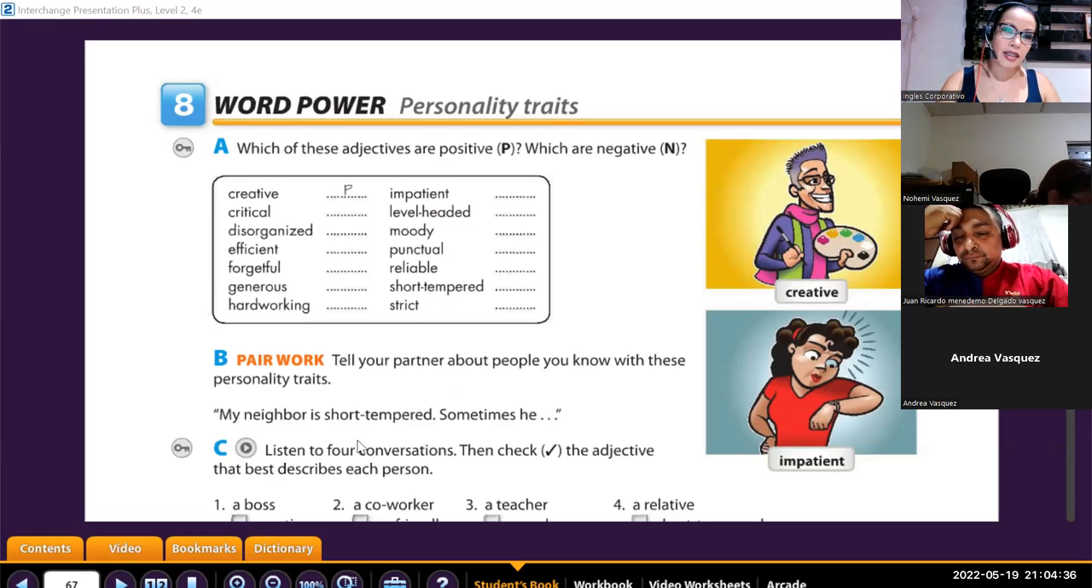Now, the next thing that we have to do in order to practice this vocabulary is to tell your partners about people you know with these personality traits. For example, my sister is very creative, right? So you have to mention people that you know with these personality traits, okay? My boss is very critical, okay? My youngest son is very disorganized.